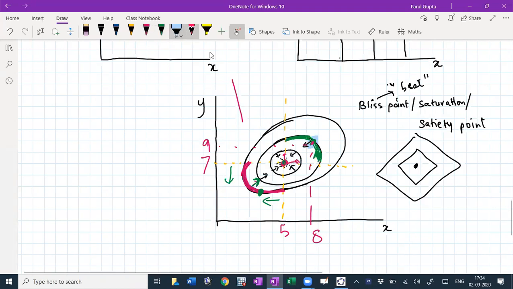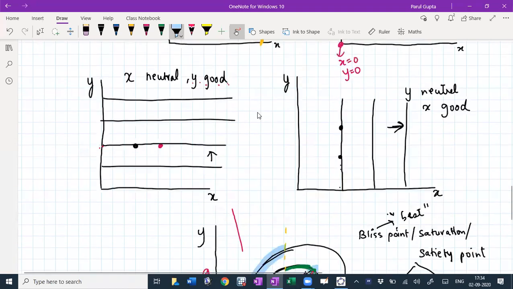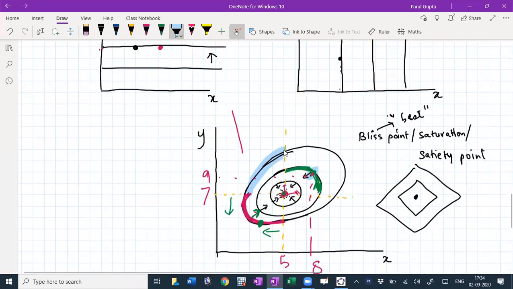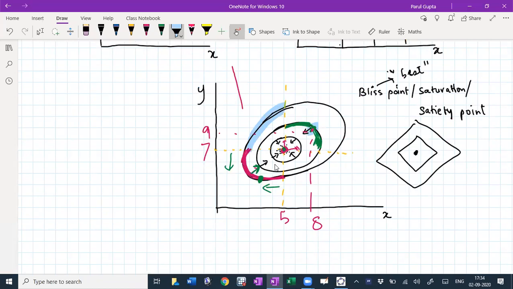Along this region, now can you tell me what case does it capture from among these four? With respect to my bliss point, which commodity is more and which commodity is less on the blue shaded area? X is less, Y is more. X is less and Y is more.